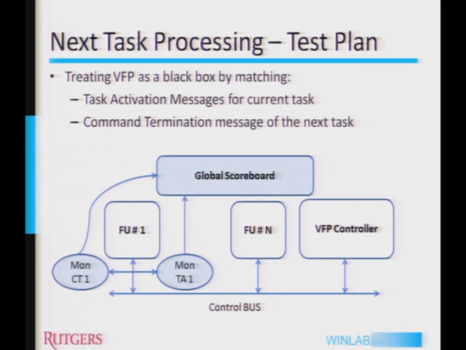For this purpose, we have defined 2 specific monitors called the task activation and the command termination monitors, which are instantiated at each functional unit, which decode these control messages as and when they are sent between the VFP and the functional units. We have also defined a global scoreboard which keeps track of all these monitored outputs and compares them against the reference programming model to verify if the task scheduling and activation is according to the program flow.